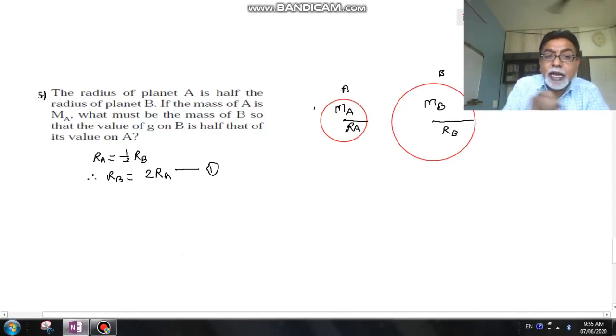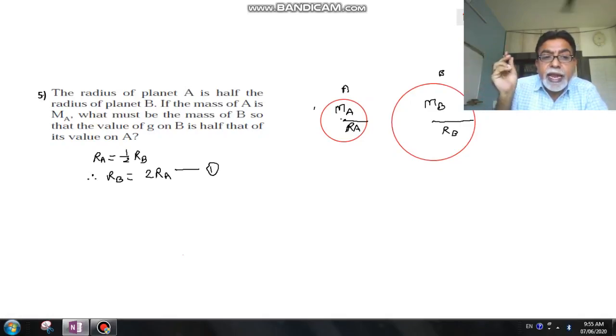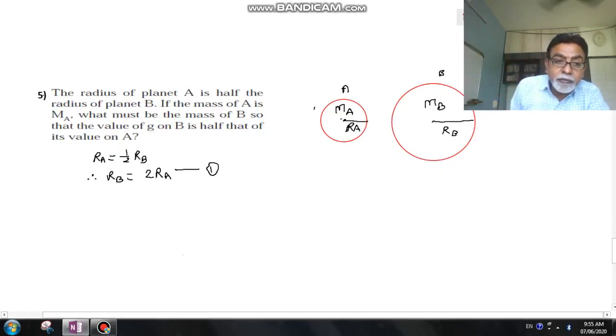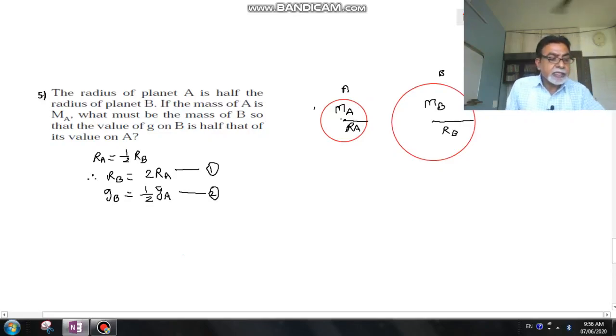अजून काय दिलं त्यांनी बघा. If the mass of planet A is MA, आपण मानलंच आहे, that of B is MB, so that the value of g on B is half the value of g on A. म्हणजे काय दिलं तुम्हाला? Value of acceleration due to gravity on B is half the value of acceleration due to gravity on planet A. So you have to compare their masses. त्यांचे मासेस तुम्हाला कॅल्क्युलेट करायचे.